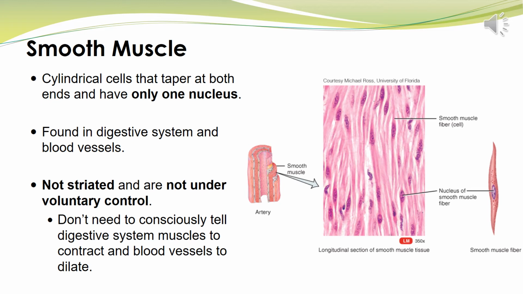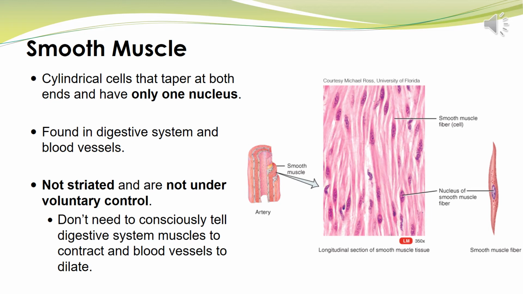Smooth muscle tissue is composed of cylindrical cells which are tapered at either end, and as opposed to skeletal muscle cells, they only have one nucleus. And this type of muscle tissue is found in the digestive system and in the blood vessels. And these are not striated and are not under voluntary control. And we obviously don't need to consciously tell our digestive system muscles to contract and blood vessels to dilate. So it's very helpful for it to be involuntary.